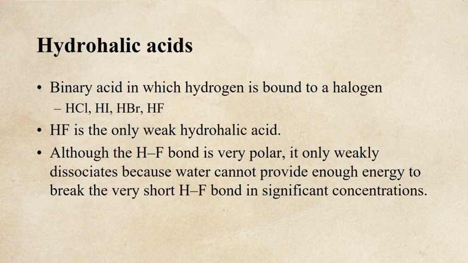Hydrohalic acids. This is, to me, just giving a name to something that doesn't need a name, but if it pops up, I don't want you to be confused. Any binary acid with hydrogen bound to a halogen is a hydrohalic. The hydrohalic that's weak is hydrofluoric. And the explanation for why hydrofluoric is weak is on this slide. This is important. Why is it weak? Although hydrofluoric acid has a very polar bond, which would lead us to believe that it was polar enough for the hydrogen to depart, it only weakly dissociates because water cannot provide enough energy to break that very short hydrogen fluoride bond in significant concentrations in normal conditions. So that's that.